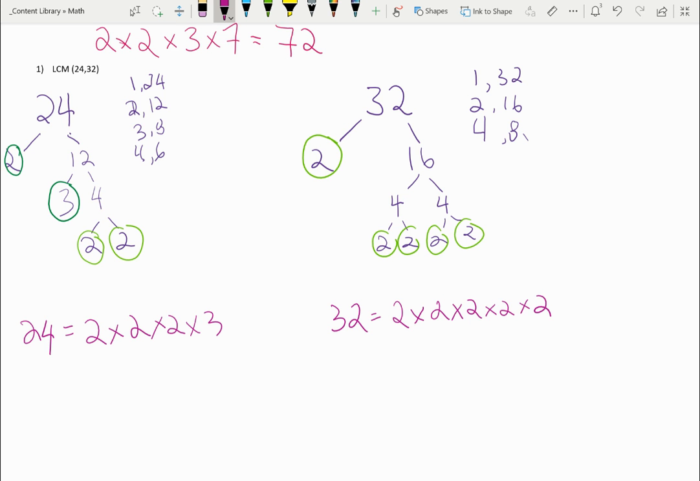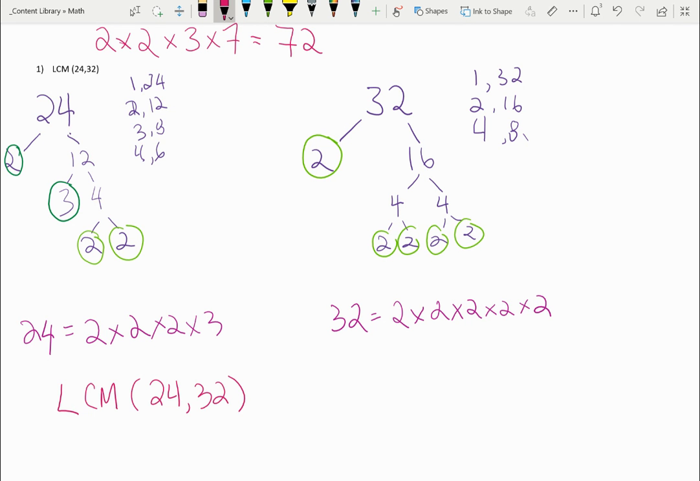So where we left off, we've built our factor trees. Okay, we've got some ordered factors here, pairs of factors I like to call them. 2 times 12 is 24, etc. We've written out our prime factorization of each of these numbers. So all we have left to do is to find out what the lowest common multiple is. Okay, so our LCM of our numbers 24 and 32.